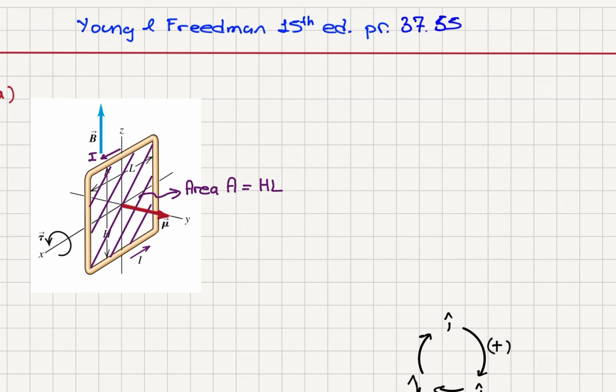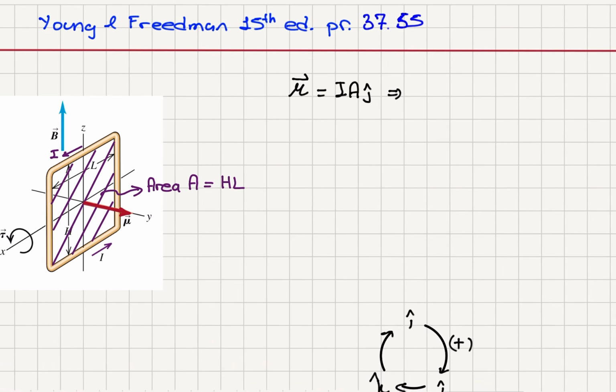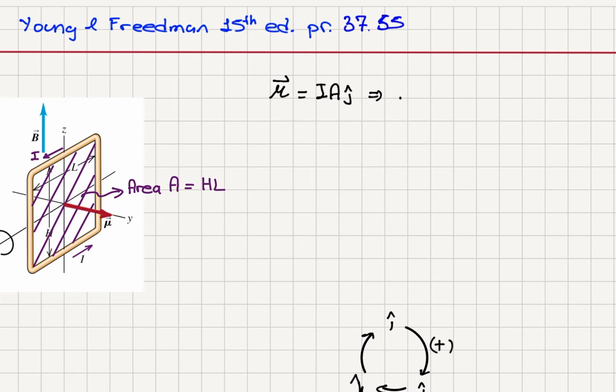So we can write this as a vector, magnetic moment vector mu is equal to the current the loop carries multiplied by the area in j hat direction. And since the area of the loop is the product of the height and length, h times L, we can write the magnetic moment mu as I h L in j hat direction.